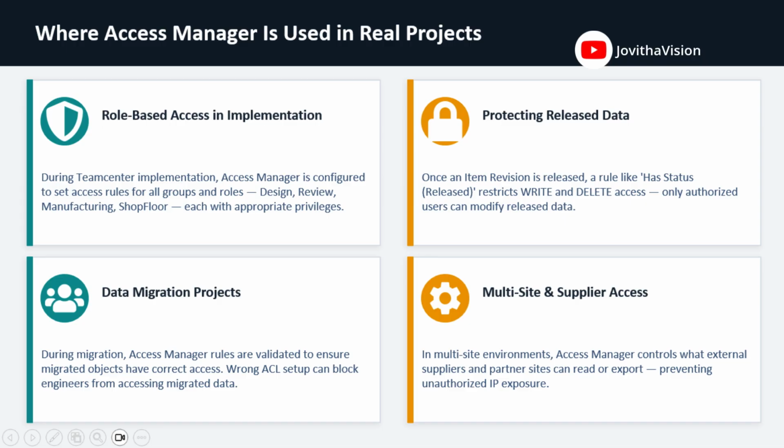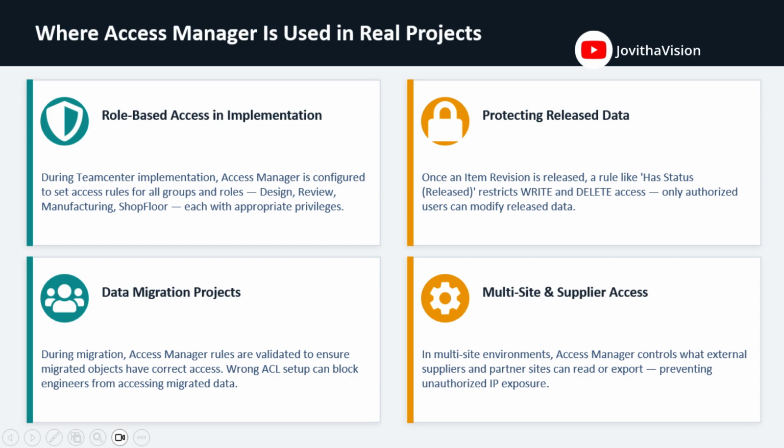The second use case is protecting released data. Once an item revision is released, the rule has status released automatically kicks in. This rule restricts write and delete access on that object, so no one can accidentally modify or delete approved product data. The third use case is data migration projects.